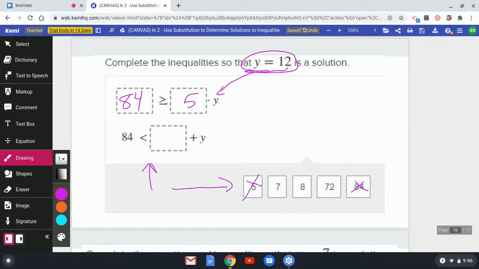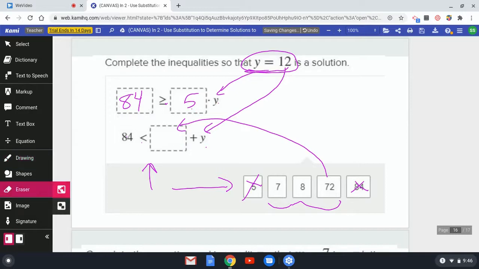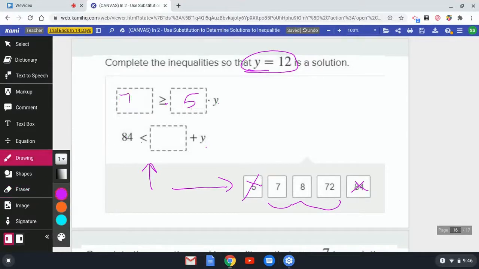Okay, so let's look at these. We have 3 possible numbers left, 7, 8, and 72. 84 needs to be less than this. So let's see, if I put 72 in here, and then I substitute in my 12, 72 plus 12 is 84. Uh-oh. Will that make it true? Nope. So 72 can't go there. So 72 is going to have to go here.